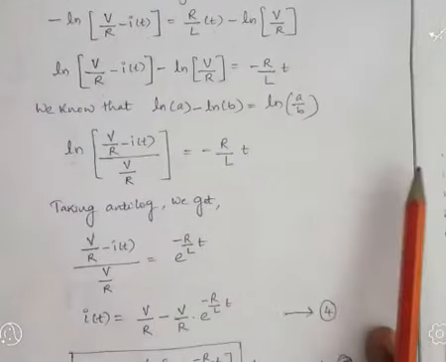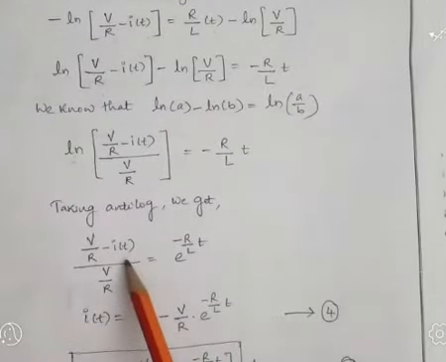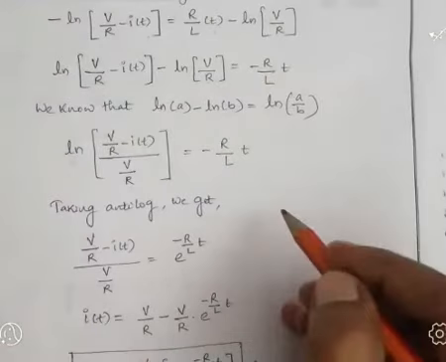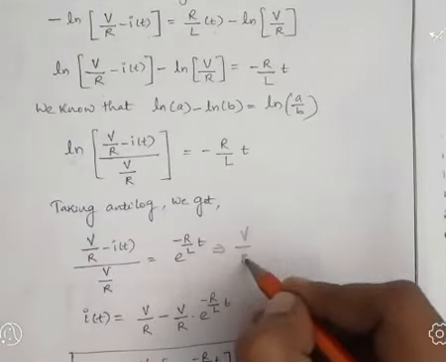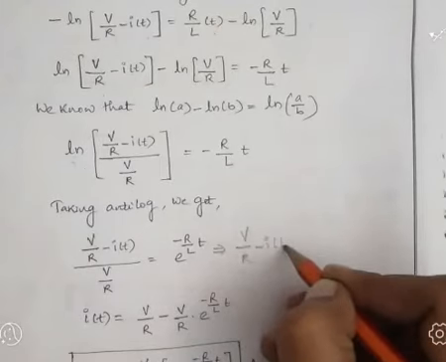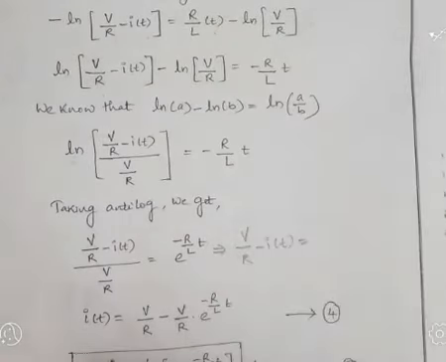But we want what? Current. So current means, one more step I will make use of here, V by R minus I(t). If I take this towards the RHS, it becomes what?